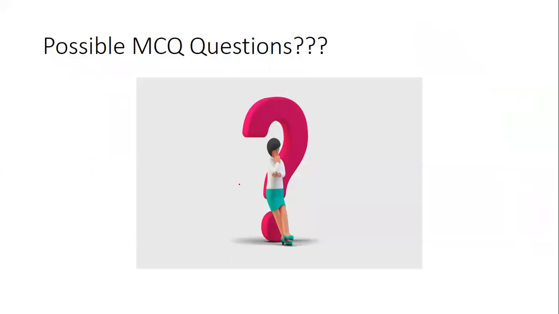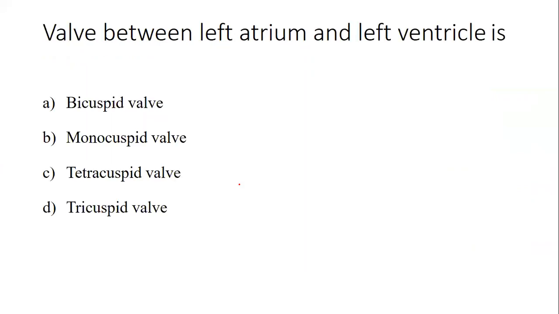So, what are the possible MCQ questions that we can expect from the heart valve topic? First, the valve between the left atrium and left ventricle. There is a valve present on the left side of our heart. So, what is the valve? The options are bicuspid valve, monocuspid valve, tetracuspid valve, and tricuspid valve.